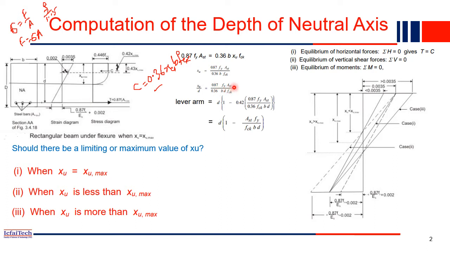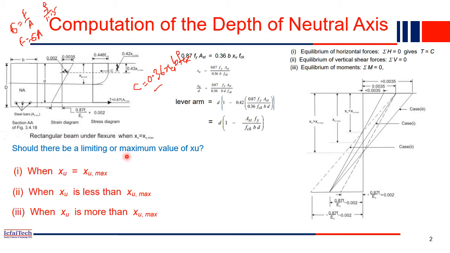Because if you increase the AST value very high, then XU by D will also increase, right? So XU will also increase, and at maximum it can go up to the steel level. So the neutral axis may come up to this also. Now, whether it is feasible, whether it is practical, or whether it is allowed in our limit state design, that we will check now.